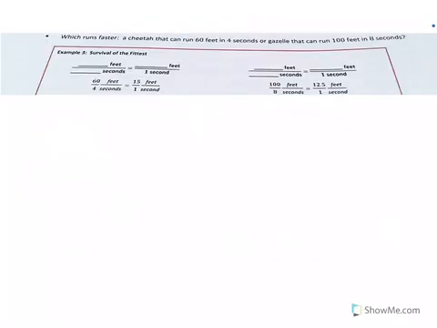Sometimes with a problem, we should always use kind of the fastest route that gets us to the right answer, as long as we're comfortable with it. And sometimes we can overthink it. Here's an example of when that could be possible. It says, which runs faster? A cheetah can run 60 feet in 4 seconds, or a gazelle can run 100 feet in 8 seconds.